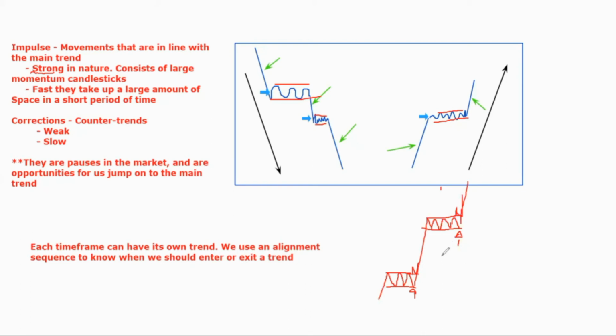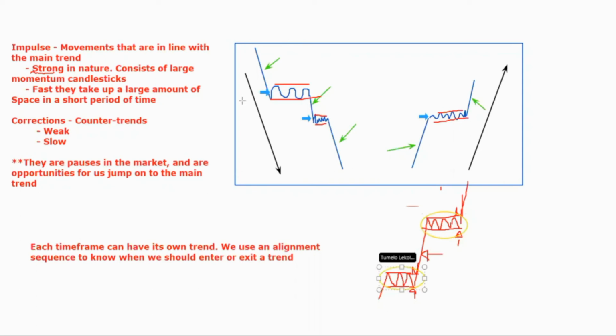You shouldn't enter the market while you're in an impulse phase of the trend. Why? Because you would be chasing. So our golden opportunities are only found at corrections. So here, these are your opportunities. The same applies if you're in a downtrend.